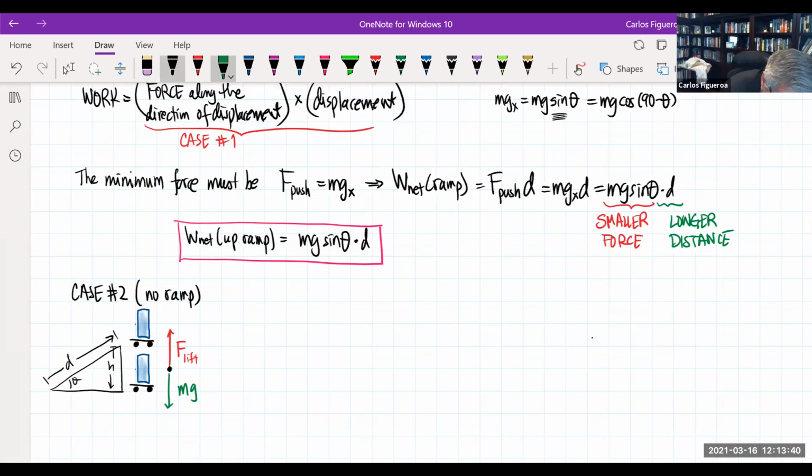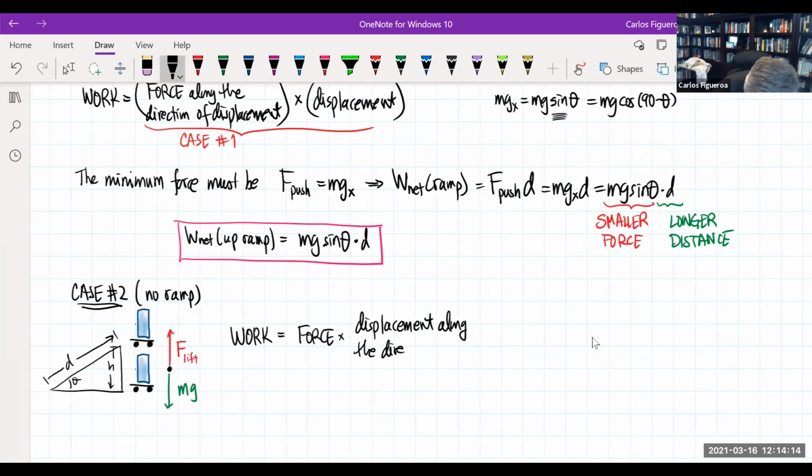So now this is different here. The way this is different is that now I'm looking at the work doing what? The work in this case is now different. This is the full force. And now what you're doing here is that this is the displacement along the direction of the force.